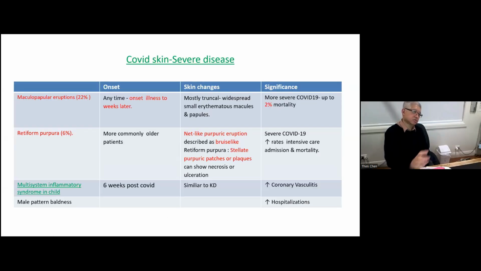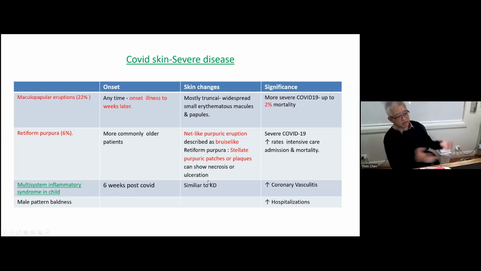The severe ones will be the severe disease. So if you see a macular papular eruption, it is severe in COVID. It carries up to 2% mortality, mostly on the trunk. There's another one called retiform purpura, which occurs in 6%. So they are purpuric, but they are violet, so they are net-like lesions, and they're very severe COVID, more in the old population. And these are the ones that we probably need to discuss later on when we come to Kawasaki.